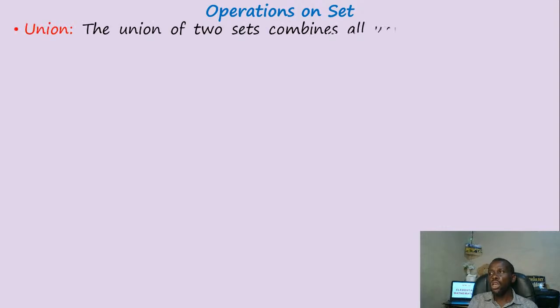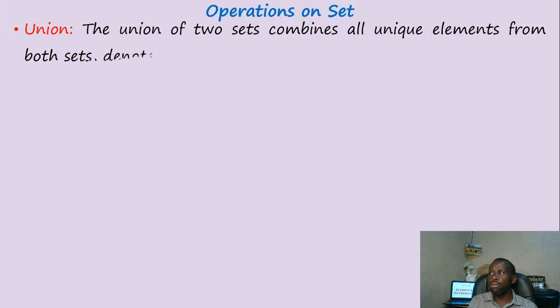Union. The union of two sets combines all unique elements from both sets, denoted as A union B. Definitely, majority of you, if not all, are still going to have a union. You are going to marry. So that is the male and the female. They are totally different sets. The composition of a male is different from the composition of a female. So the male is a set, the female is a set. Then joining the two of them together, it becomes the union. That's how we have the union of a set.